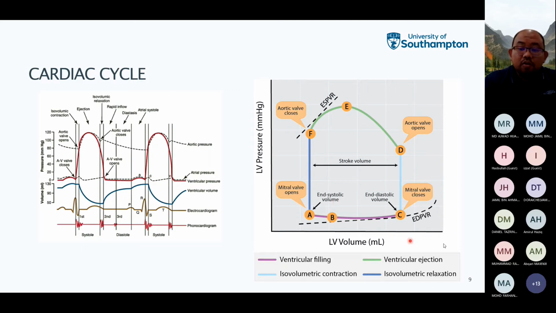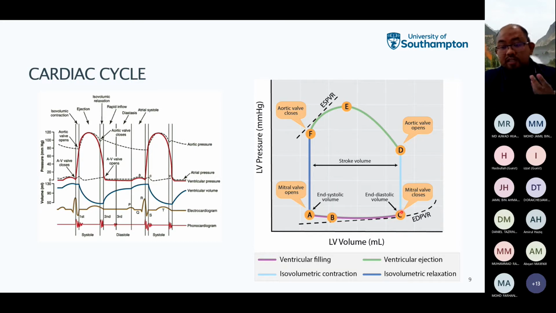Technically there are four phases of the cardiac cycle. Typically we can start from this point A. At point A, the mitral valve opens. The mitral valve is the inlet for the left ventricle. Once the mitral valve opens, blood fills the chamber, and it keeps filling up and filling up. This is what we call the filling phase.